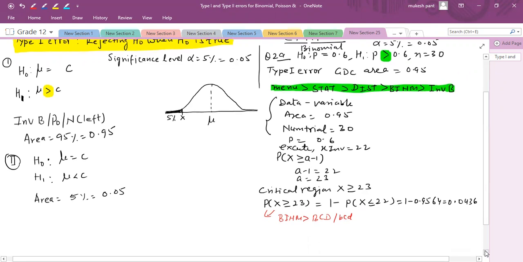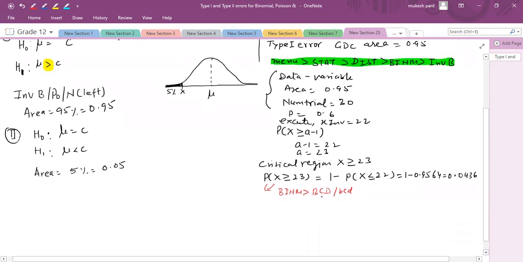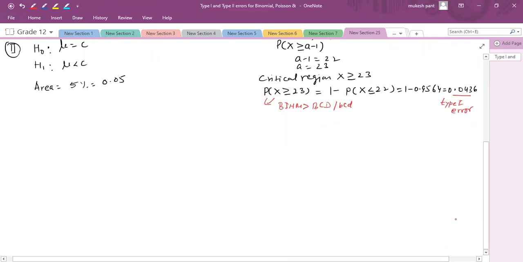So this is the type 1 error. Now type 2 error is very simple because we know what the critical region is.